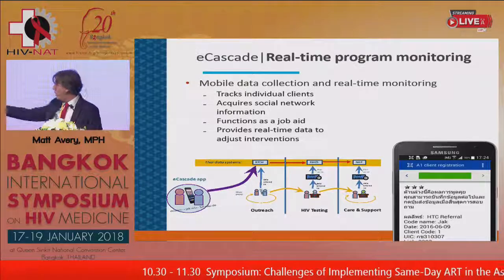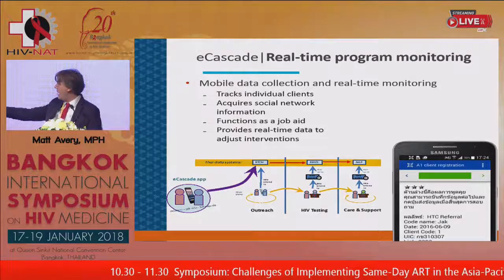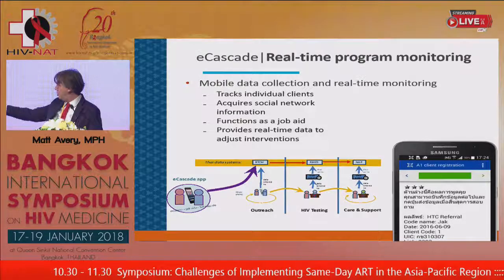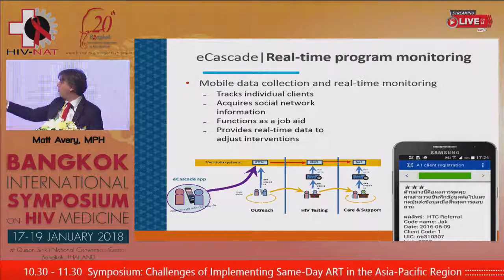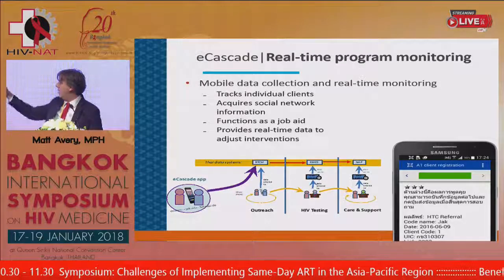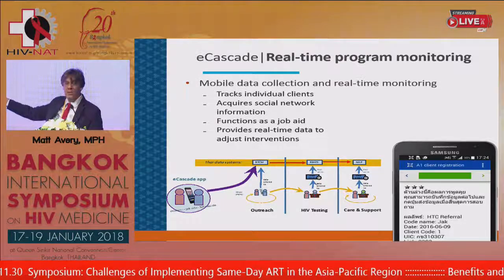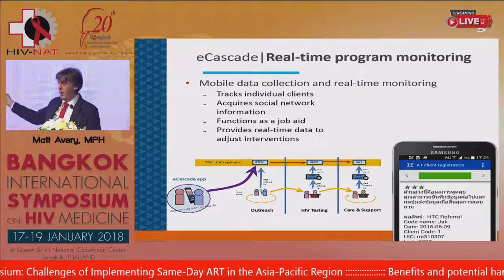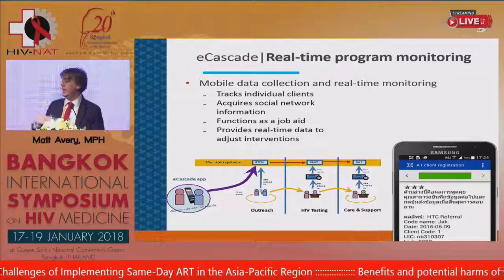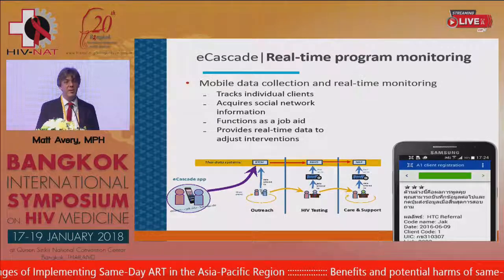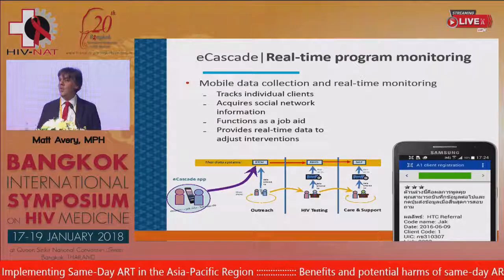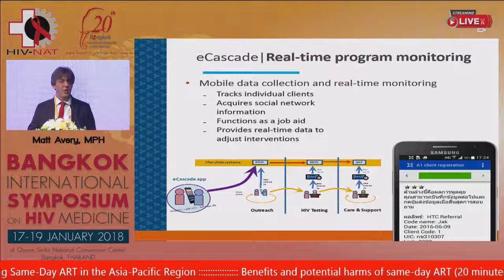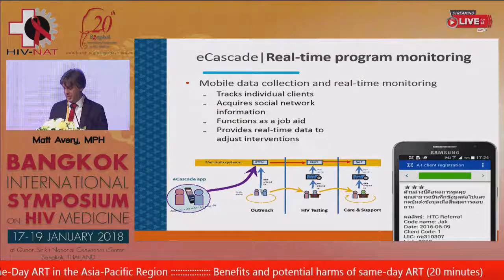I do want to note what you're seeing in this picture here is not just that we're using eCascade to link data from outreach to testing to treatment and support, but we're also, at each one of those steps, linking our data to the Thai Ministry of Public Health's national data collection systems for outreach, for testing, and for treatment. That means that this system is not only collecting data to help us better understand our programs, it's collecting data to help demonstrate the value added of these community-based programs to the national HIV response, because it's feeding data into the national data collection systems.